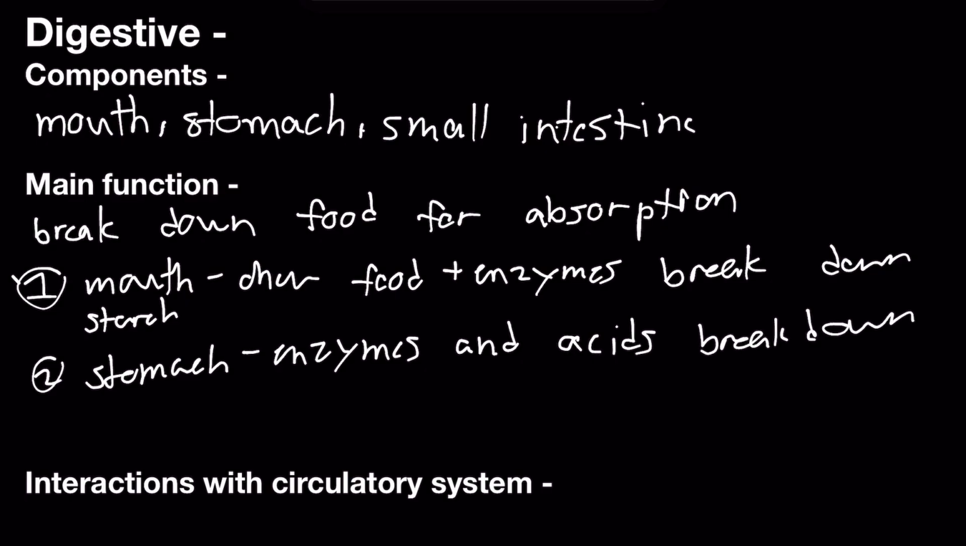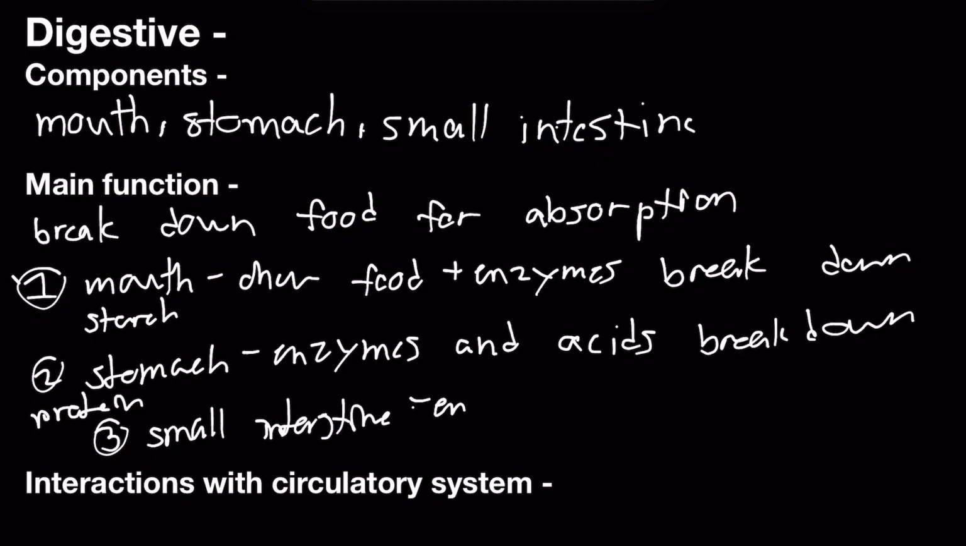And then the third step is in the small intestines, where enzymes finish breaking down all food. So anything that's left that has been broken down either by the enzymes in our mouth, our stomach, or the stomach acid is then finally broken down in the small intestine. So really just the rest is taken.